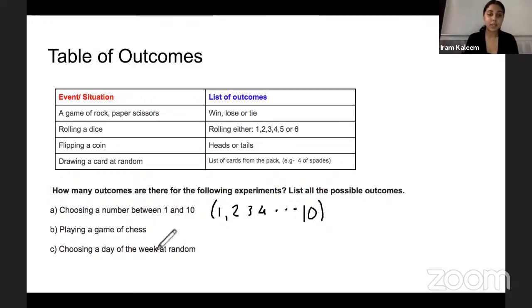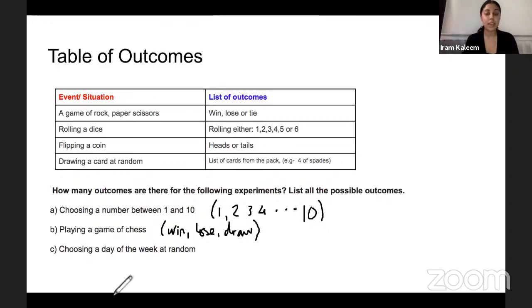Playing a game of chess. Well, I'm not sure if anyone here has played chess before, but you can either win, you can either lose, and if you're more familiar with the game, then you are aware that there's the possibility of drawing in chess, which is basically if you're both stuck and there's no more moves that you can make without exposing yourself. So win, lose, or draw are your 3 possible outcomes when you're playing a game of chess.